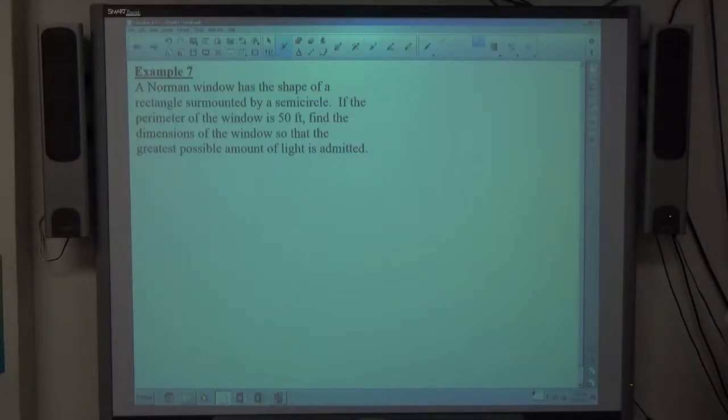All right, example 7. We're still in the optimization chapter for another day. So today and tomorrow, and then we're done with optimization.